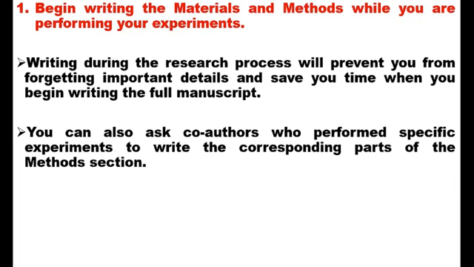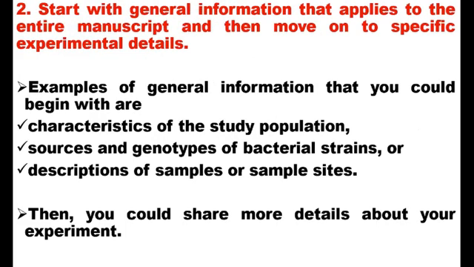So writing during the research project will prevent you from forgetting important detail and save you time when you begin writing the full manuscript. You can also ask co-authors who performed specific experiments to write the corresponding parts of the method section. Now, the second point is to start with general information that applies to the entire manuscript and then move to specific experiment details. Examples of general information that you could begin with are characteristics of the study population.